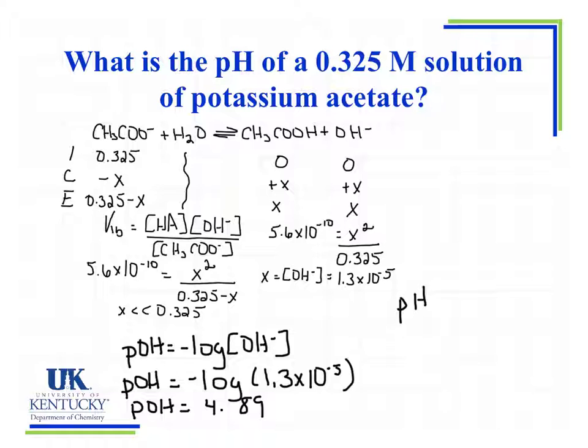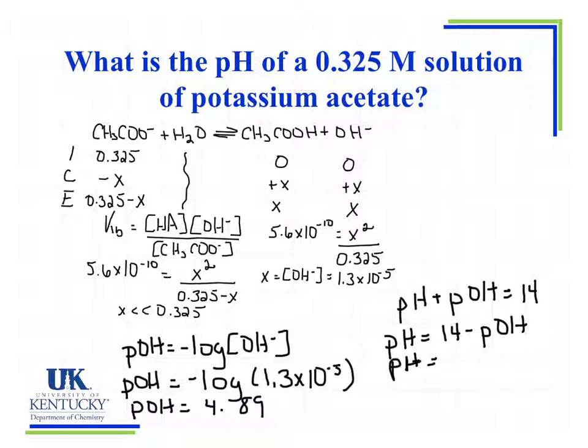And because no temperature is given, we're going to assume 25 degrees Celsius, and when I do that, I know that pH plus pOH equals 14, so pH will equal 14 minus pOH, or 14 minus 4.89, and we get a pH equal to 9.11. Given that this is a weak base, this acetate ion is behaving as a weak base, we expect a pH greater than 7, which is exactly what we see.